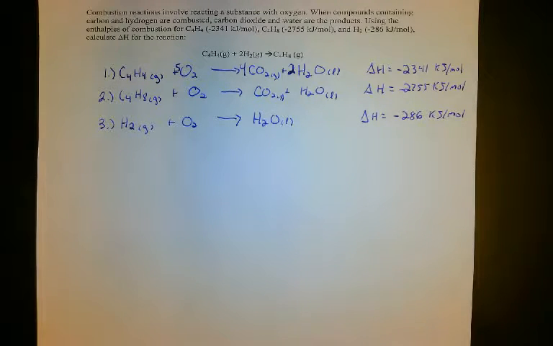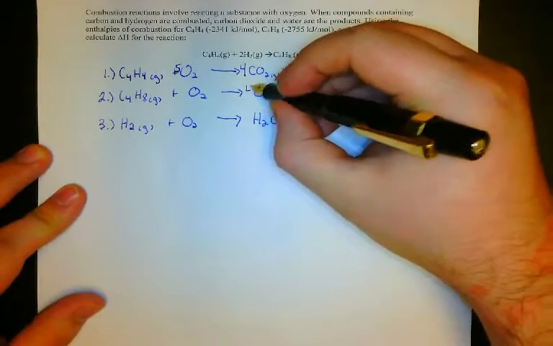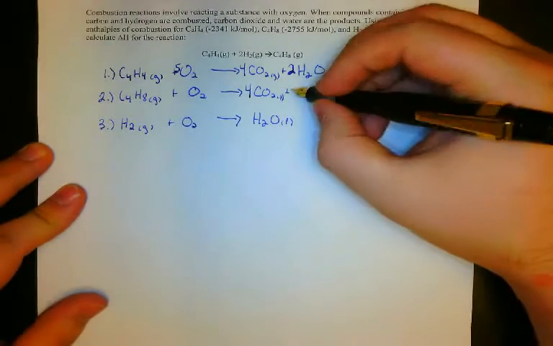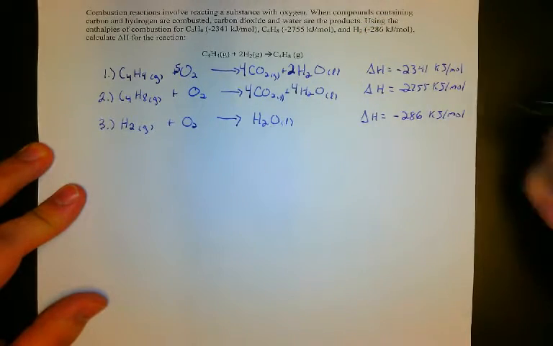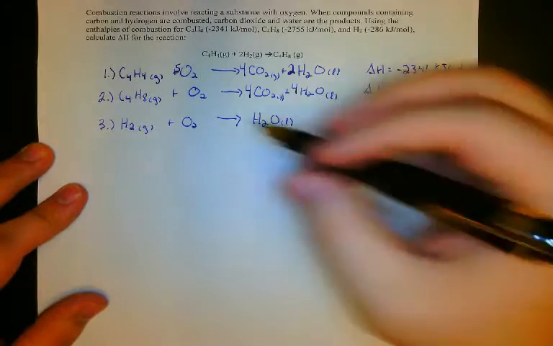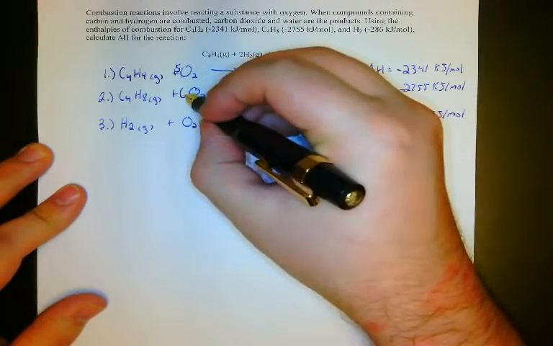If I look at 2, how many CO2s do I need? I need 4. How many H2Os do I need? I need 4. So I have 8 and 4, which is 12. Yep, so I need 6 O2 over here.